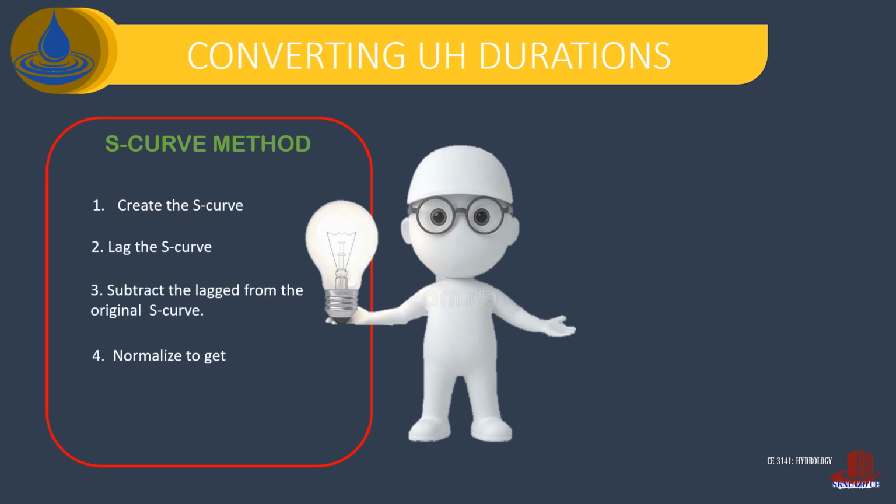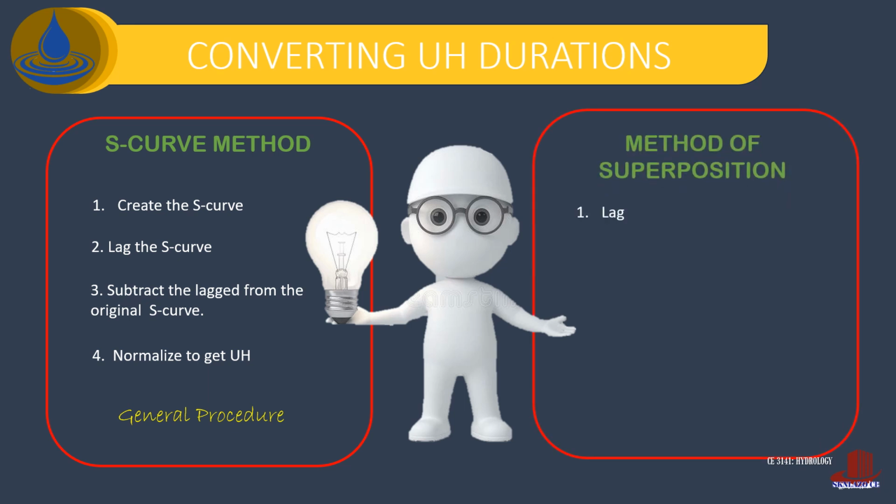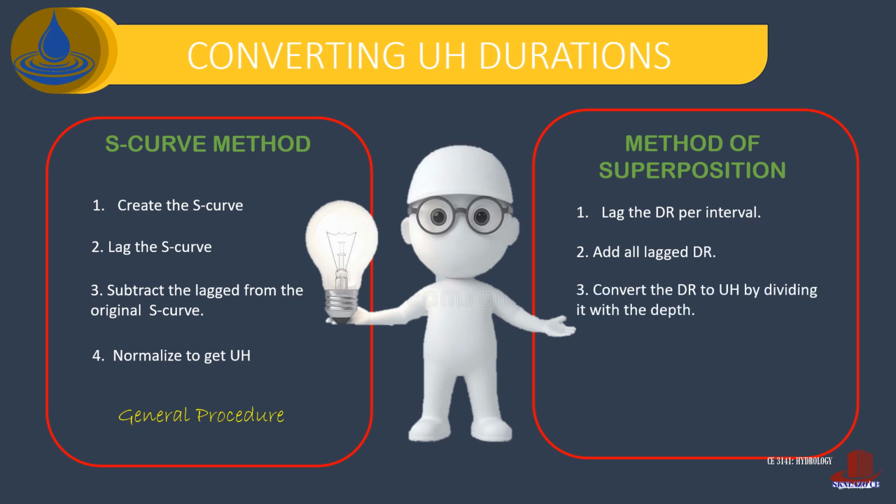Besides the time and discharge usually provided, the method requires computing the coordinates of an S-curve. This is another additional column to be completed to arrive at the transformed unit hydrograph. This approach is a bit more technical, but this does not have any limitations. Thus, it is considered as the general procedure. Another approach is simpler than the general procedure. It is the method of superposition.